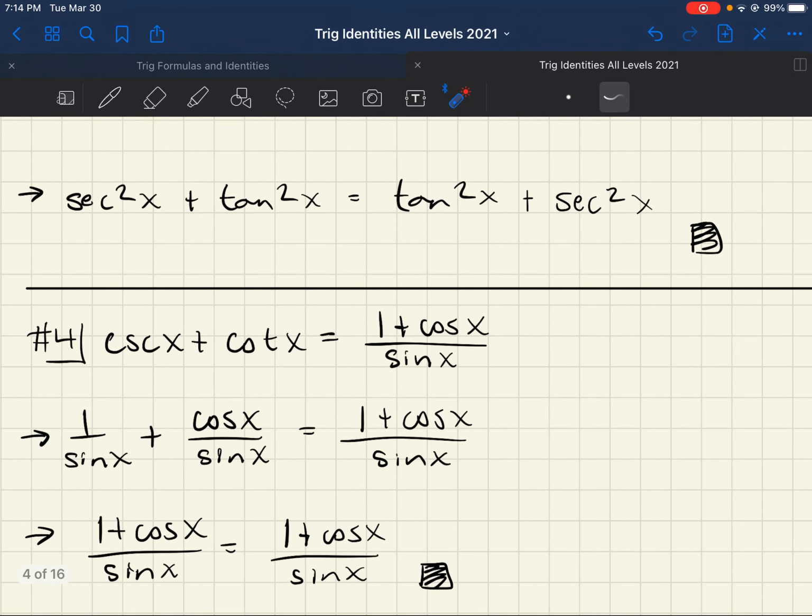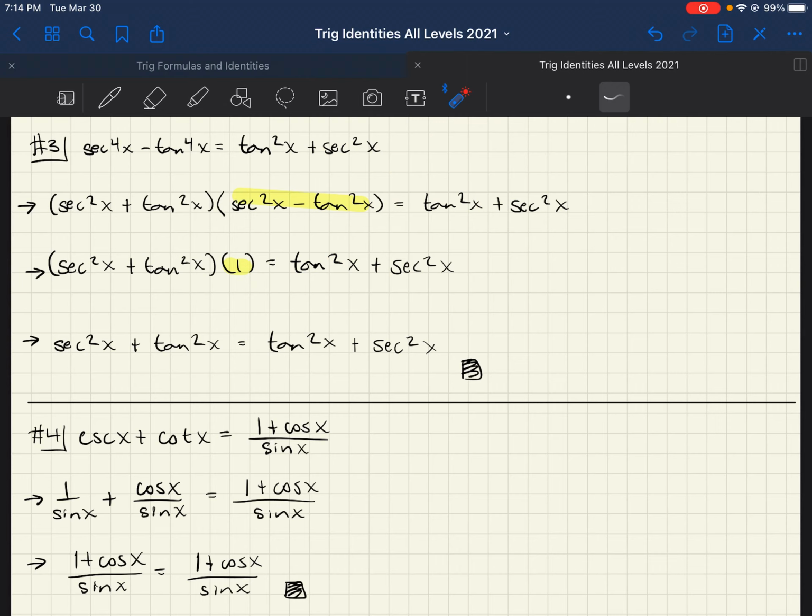All right, problem number 4. We want to verify that cosecant of x plus cotangent of x equals 1 plus cosine of x divided by sine of x. I'm going to go ahead and decompose into sines and cosines. So cosecant, that's 1 over sine. Cotangent of x, that's cosine x over sine of x. Notice that when you decompose into cosines and sines, they already have common denominators. So I can add the numerators, 1 plus cosine of x, keep our common denominator, but that's exactly what we wanted to verify anyway. So we're done with our proof.